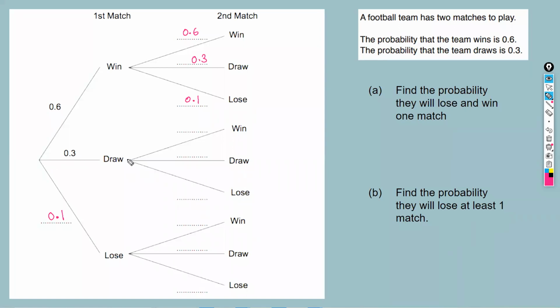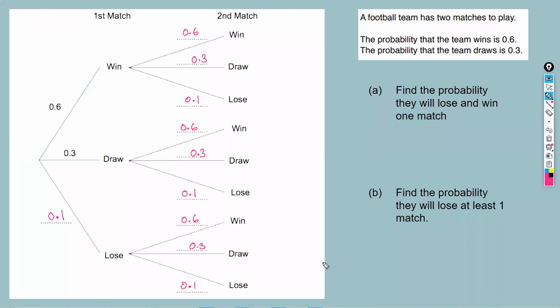So you can draw, and after you draw, you can either what? Win, draw, or lose. So here's 0.6, here's 0.3, and here's 0.1. And the same thing here, 0.6, 0.3, and of course, you have what? 0.1.